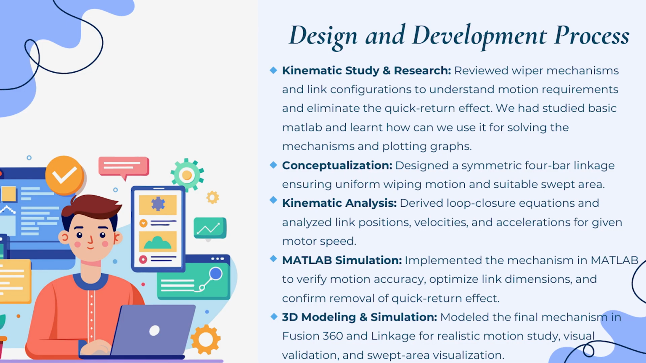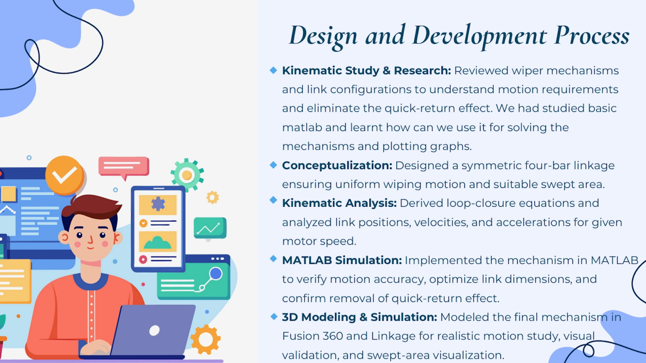Thank you. Explaining how we designed, analyzed, and simulated our windscreen wiper mechanism. We started with kinematic study of standard wiper mechanisms. Using our kinematics of machines knowledge, we understood the motion requirements and also why the traditional 4-bar wiper has quick return effect. Our aim was to design a mechanism that gives a uniform wiping motion and covers a good swept area. Next, during conceptualization, we experimented with different link lengths and pivot positions. We decided on a symmetric 4-bar configuration because symmetry helps reduce the quick return effect and gives smoother wiping.